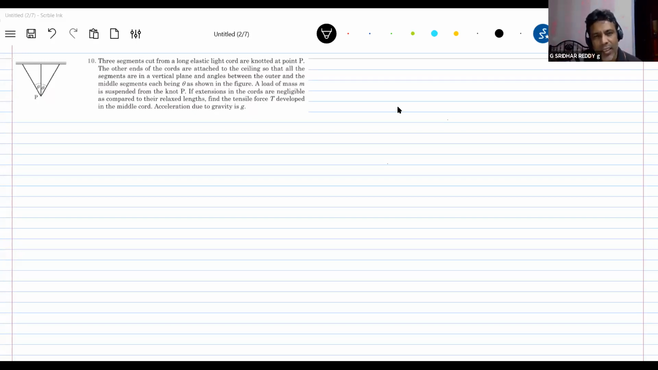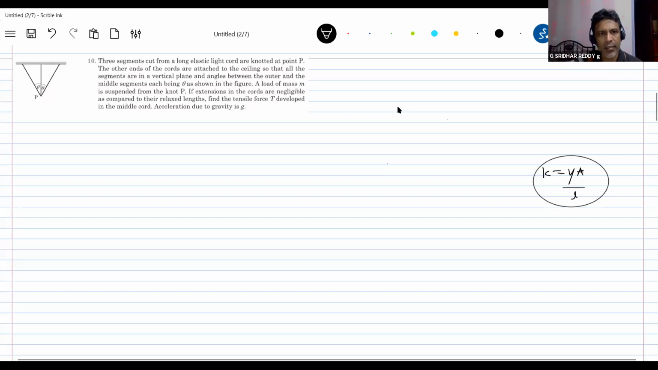Here K is the spring constant. It depends upon the Young's modulus, the elastic constant of the material, the area of cross-section, and the natural length of the spring. So like this, we defined the spring constant also. Okay, now I'm giving a problem.